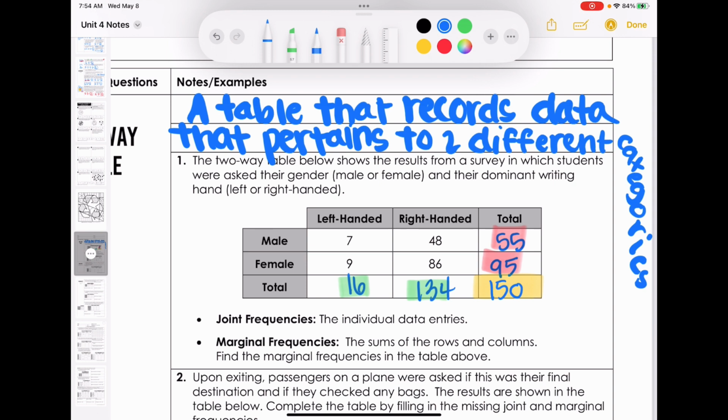All right, so joint frequencies are the individual data entries, like these boxes right here, and the marginal frequencies are the sums. So those are the boxes that we filled in. Those are marginal frequencies.